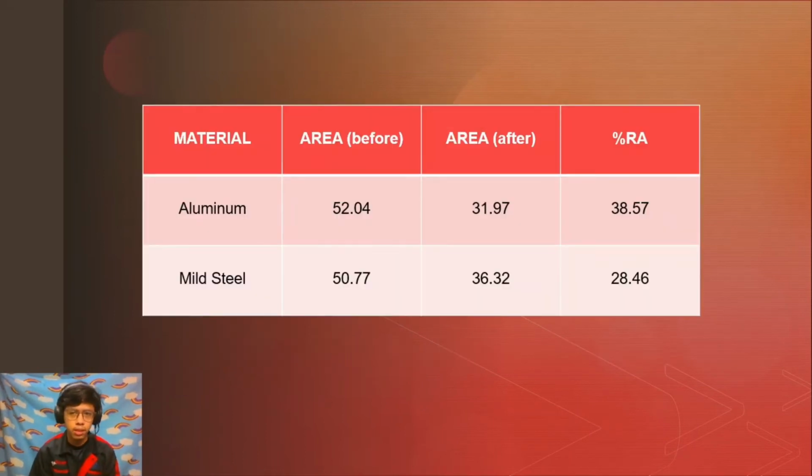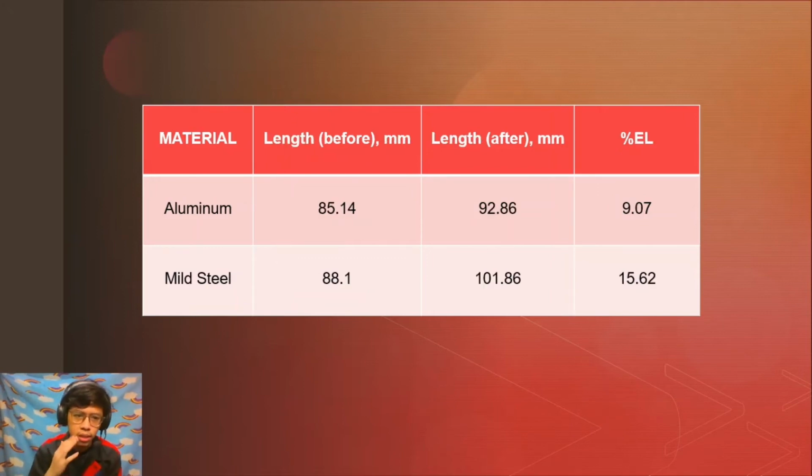Okay, and the result. This is the result for reduction of area. For aluminium, we get 38.57%, and mild steel is 28.56%. For percentage of elongation, for aluminium, we get 9.07%, and mild steel is 15.62%.